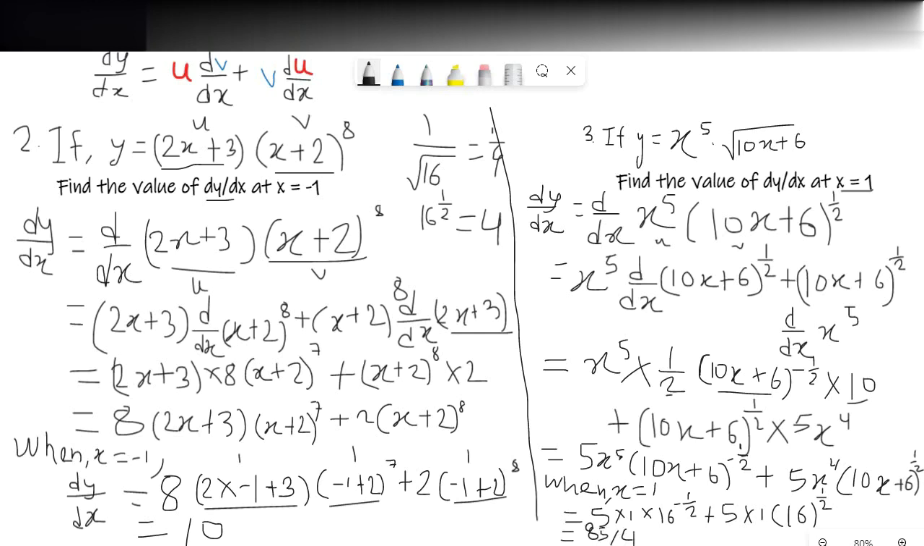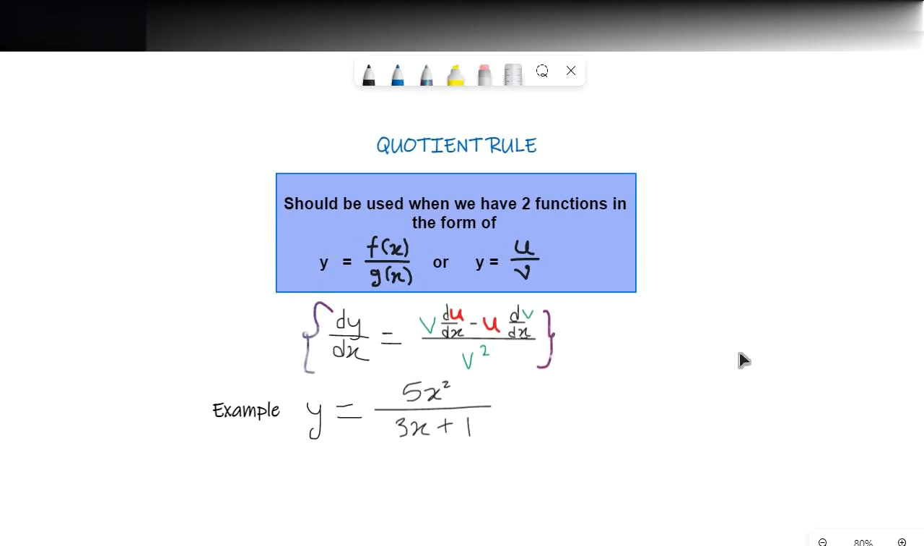And now let's move on to the last rule that we have, which is the quotient rule. As the name suggests, you only have to use this when you have two functions that are in the form of y equals f of x divided by g of x, or u by v.